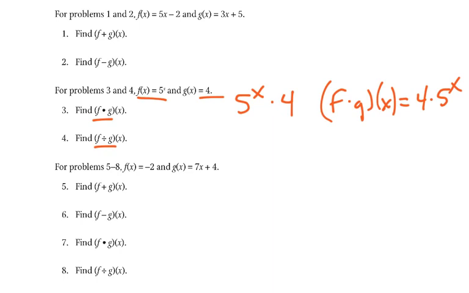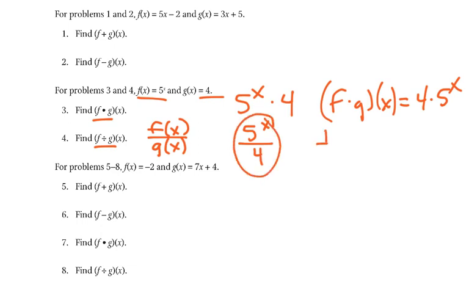Same with the division. So that's like f of x over g of x. We usually put it as a fraction. Okay, so we'd go 5 to the x divided by 4. Now we could simplify that and make that 1/4 times 5 to the x, or we could just leave it this way. Either way works, but that's f divided by g of x equals either one of those. Okay?